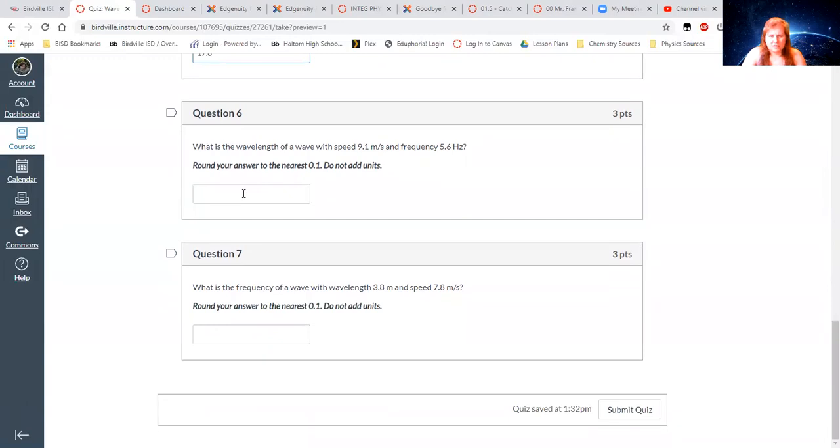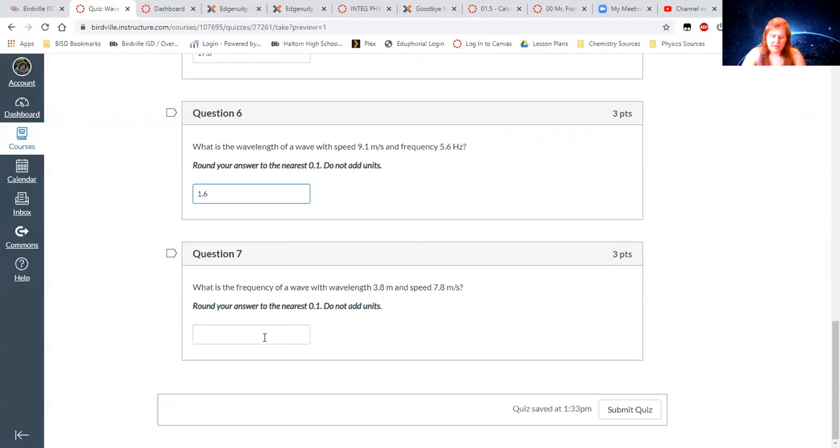Question number 6, what is the wavelength of a wave with a speed 9.1 meters per second, frequency 5.6? Back in your notes, I rearranged the equation for you. Wavelength is equal to speed divided by frequency, so 9.1 meters per second divided by 5.6 hertz gives you 1.6. Meters would be units if we added those in.